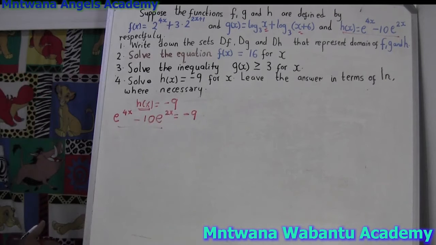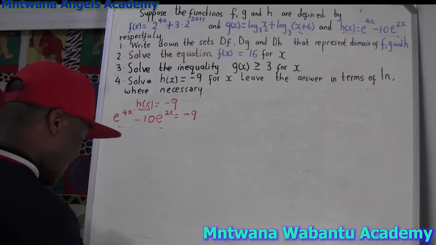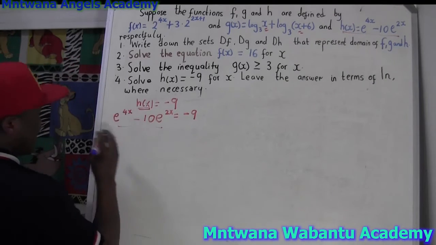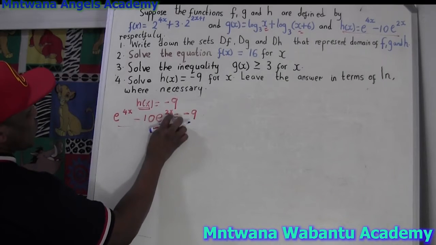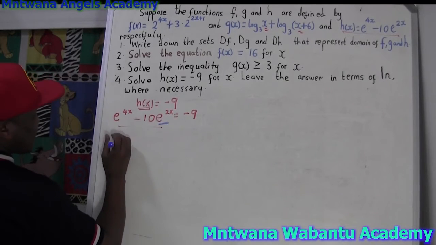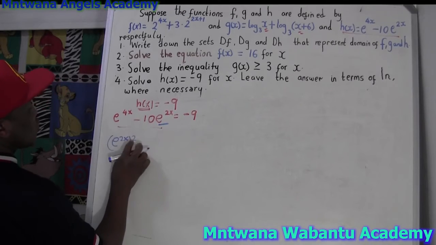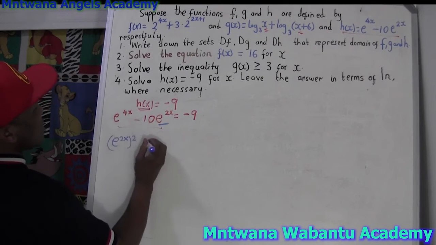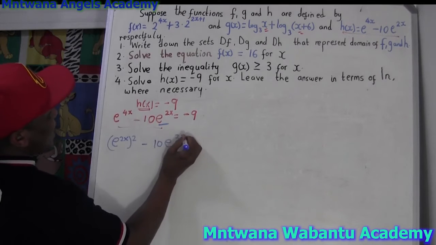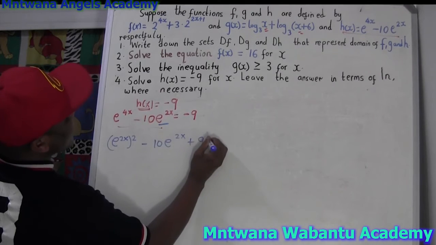Don't you see this is similar to what we just did? You know what I'm saying? So let's say, okay, see this is e power 2x. So let's make this e power 2x. It's going to be e 2x, but since the power is 4, outside it's like there's a 2. So you give it 4. Minus 10 e 2x. Bring this one back, it's going to be plus 9 equal to 0.